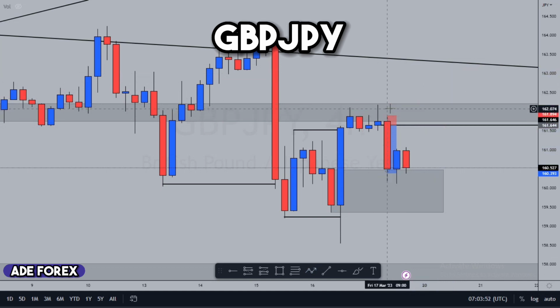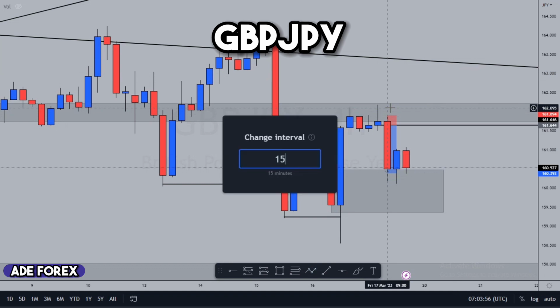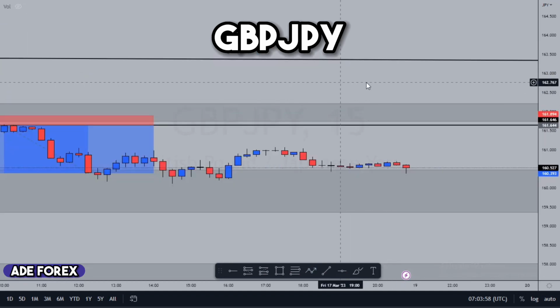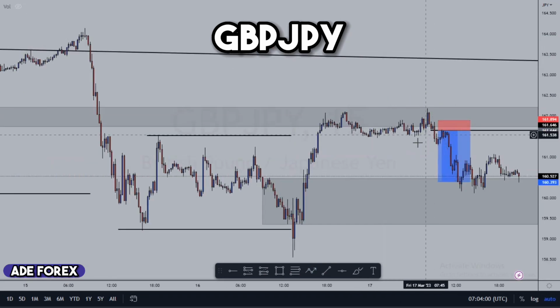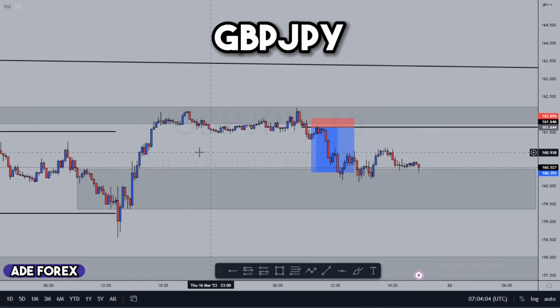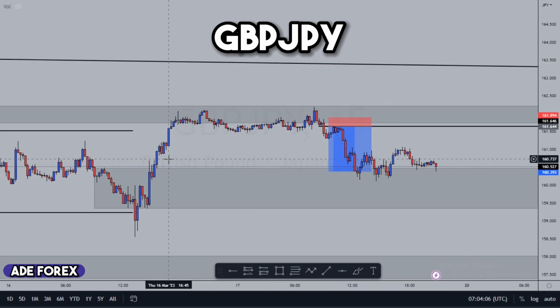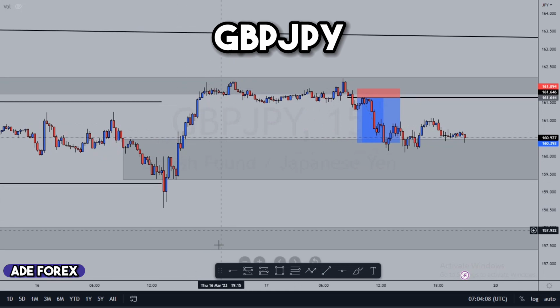But now let me show you guys the trade I took on the 15 minute time frame. It was a really nice counter trend trade, right? So what I was actually expecting was this here.